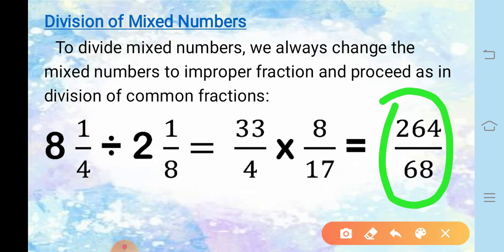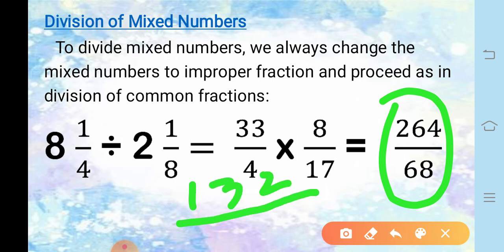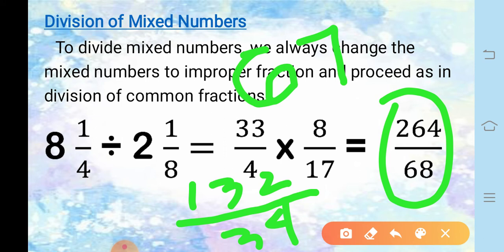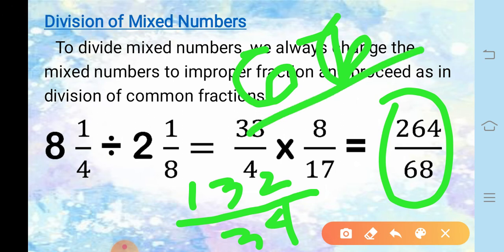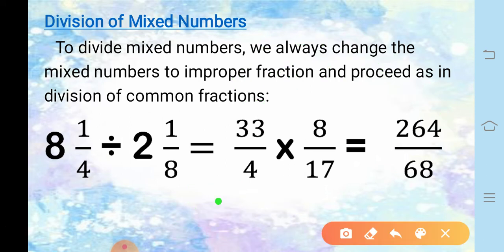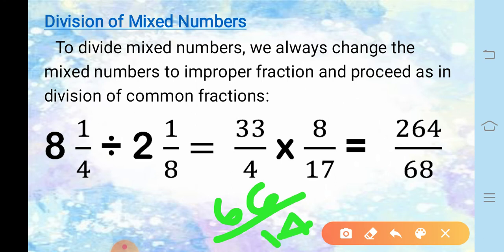That's why we get the final answer of 264 over 68. But we will have to reduce this into lowest term. So we get 264 divided by 2, which is 132 over 68 divided by 2 is 34. We can still reduce 132 over 34. So we get 66 over 17. So the final answer is 66 over 17. Okay?